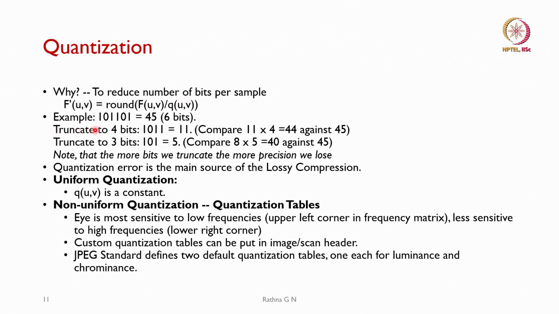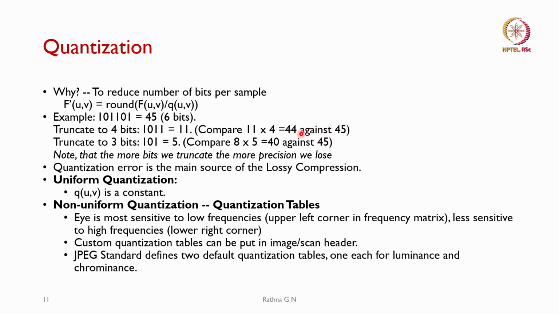That is shown here as an example: 101101, which is the value 45. We need 6 bits to represent it, and if we truncate it to 4 bits, it becomes 1011, which is what we will select. Further, we can represent it as 11. Compare that: 11 into 4 is 44 against 45. So, instead of 45 we will represent it as 11, and because we have represented it in 4 bits, I can multiply and get almost near 45.